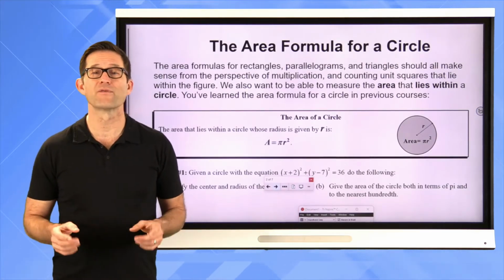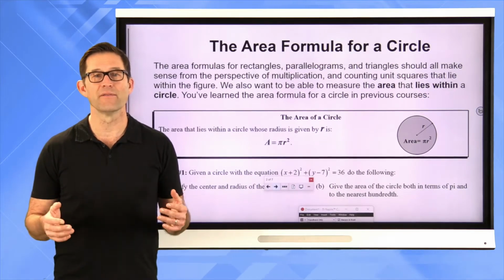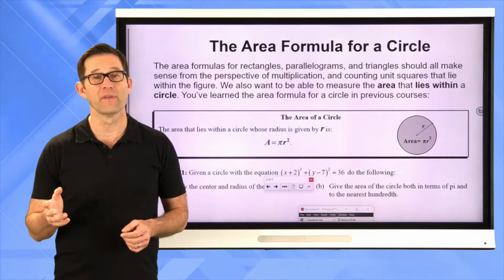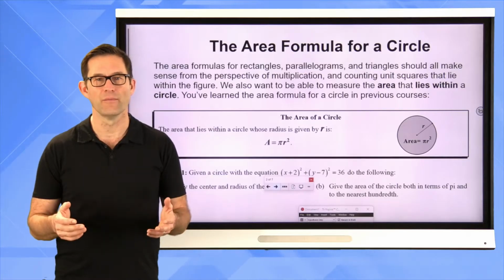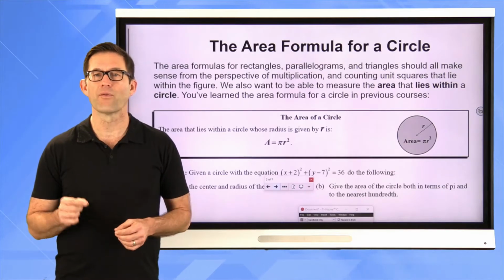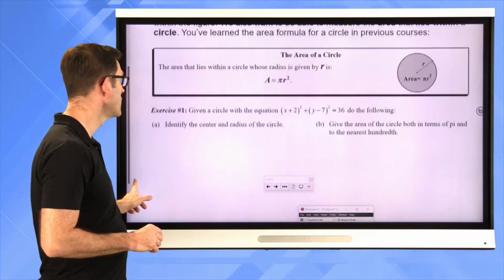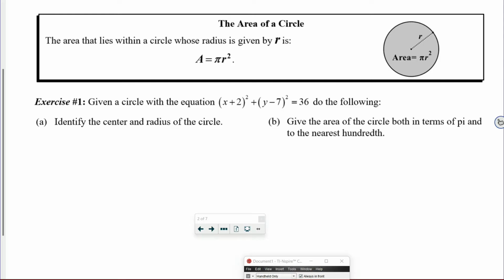The area formulas for rectangles, parallelograms, and triangles should all make sense from the perspective of multiplication and counting unit squares that lie within the figure. We also want to be able to measure the area that lies within a circle. You've learned the area formula for a circle in previous courses, so let's review that right now. The area that lies within a circle, whose radius is given by r, is area equals pi times r squared.